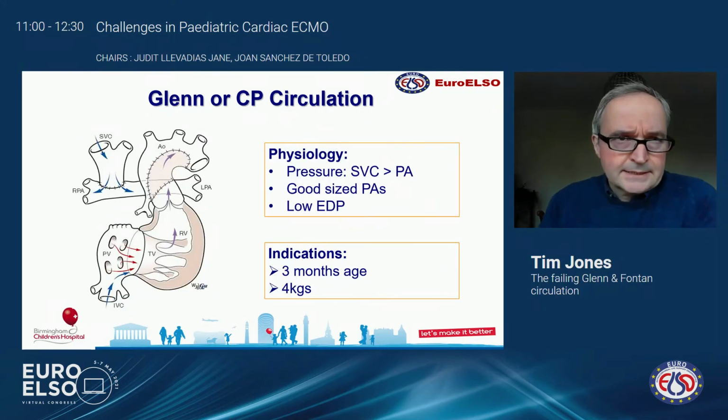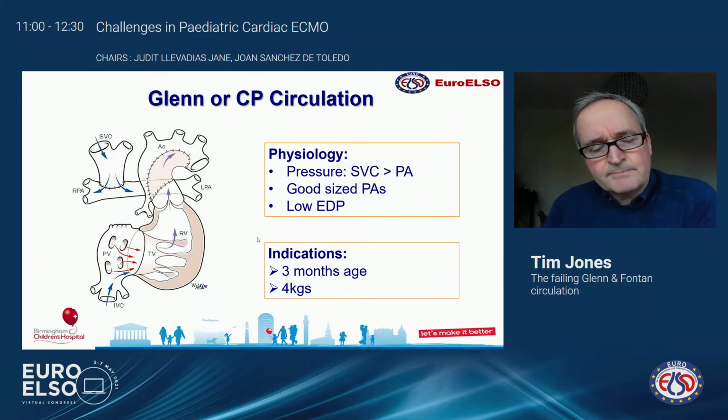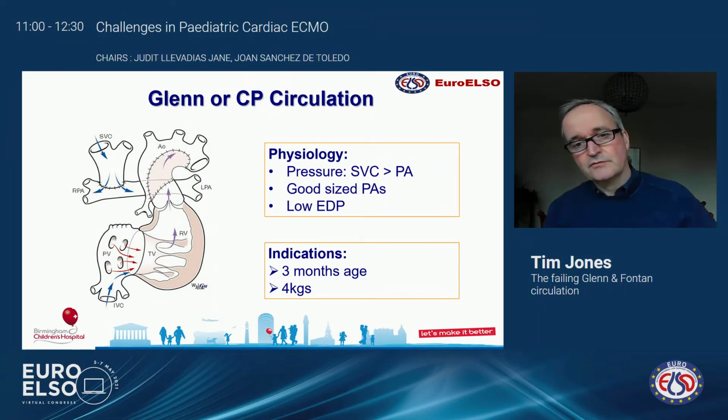Let's go back to the Glenn or cavopulmonary circulation. It's a passive blood flow. So in order for this circulation to work, the SVC pressure needs to be greater than the pulmonary artery pressure. I'm going to say the opposite of that. The pulmonary artery pressure has to be low and lower than SVC pressure, because that's what drives the Fontan: that pressure gradient from an SVC pressure to a low PA pressure.